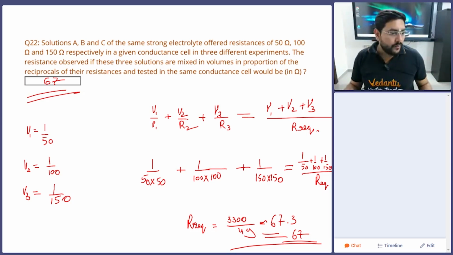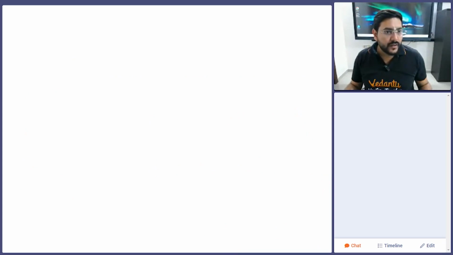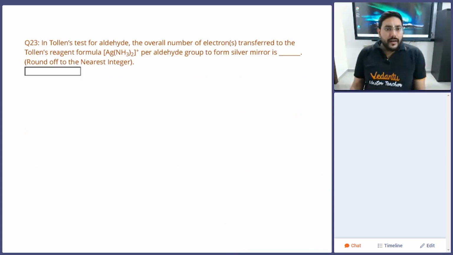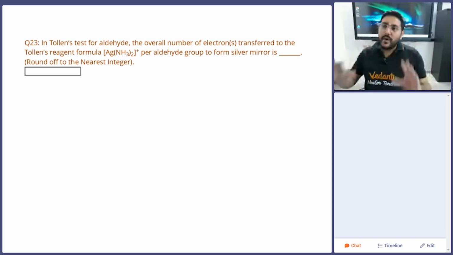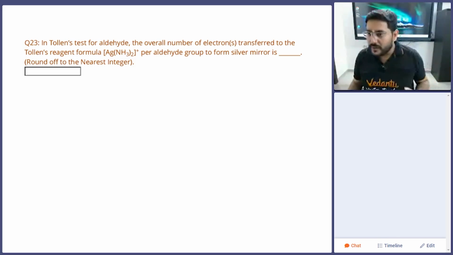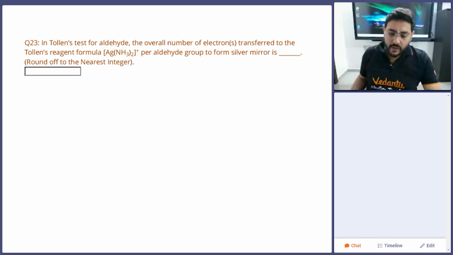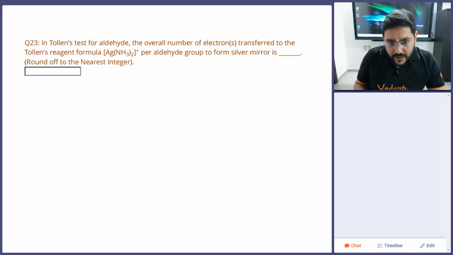Okay, now moving towards the next question. The question is saying: in Tollens' test for the aldehyde, the overall number of electrons transferred to the Tollens' reagent formula per aldehyde group to form silver mirror. Now you have to write a balanced chemical equation, then only you are able to figure it out, otherwise not. So let's write the balanced equation.